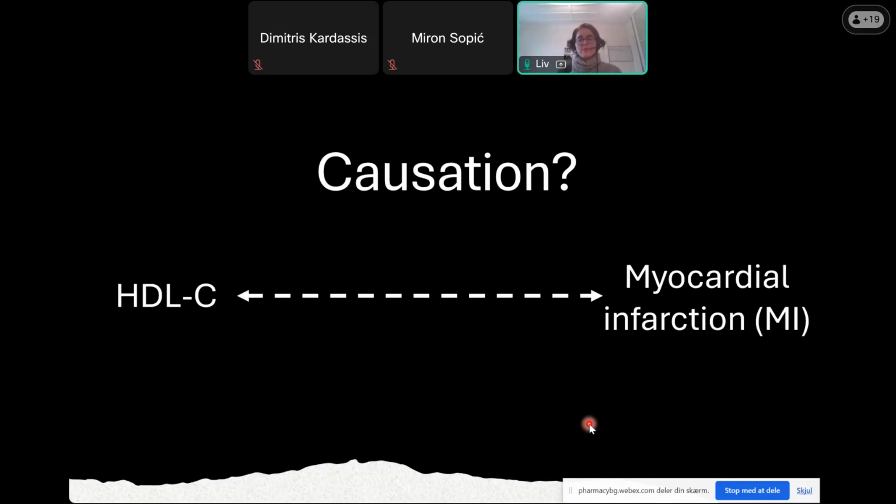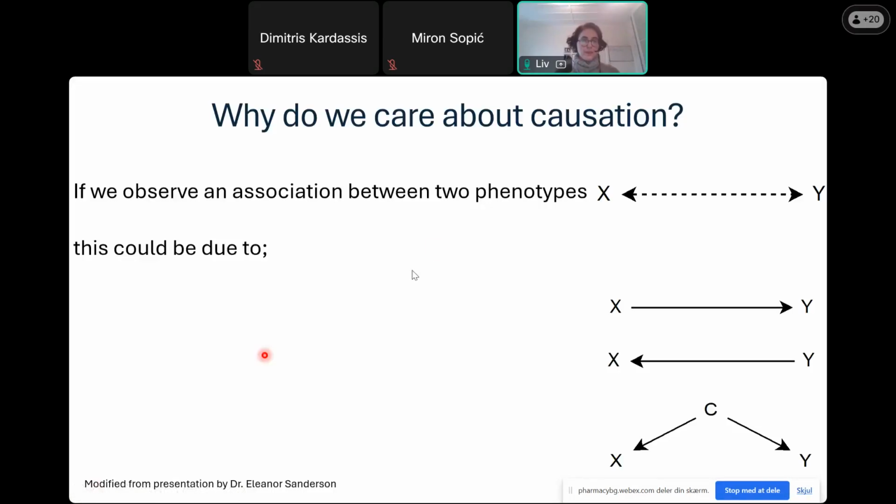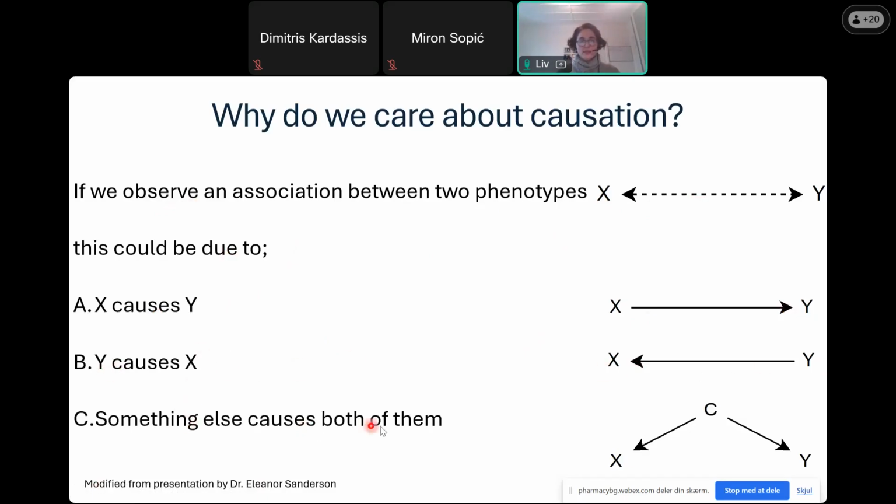But the question that we haven't really answered is whether this is a causal association. Does HDL cholesterol cause myocardial infarction or the other way around, or is something else going on? And why do we care about causation? If we observe an association between two phenotypes, X and Y, this could be due to A, X causes Y, B, Y causes X, or C, something else causes both of them. And this is also called confounding.